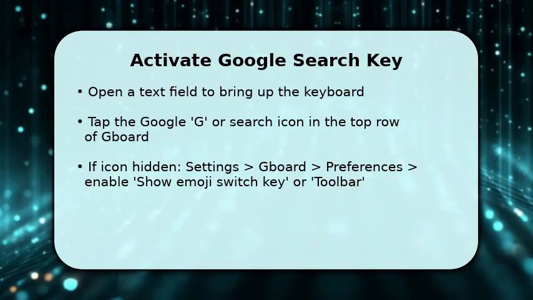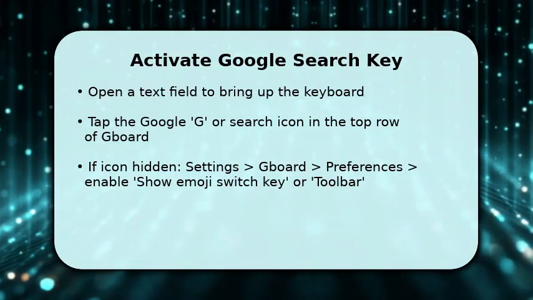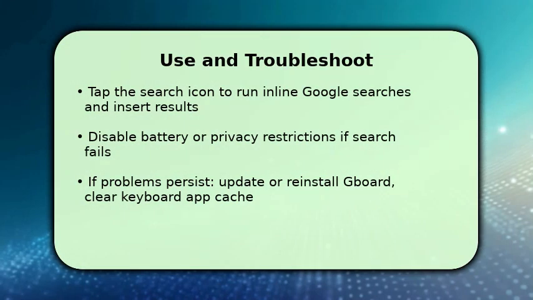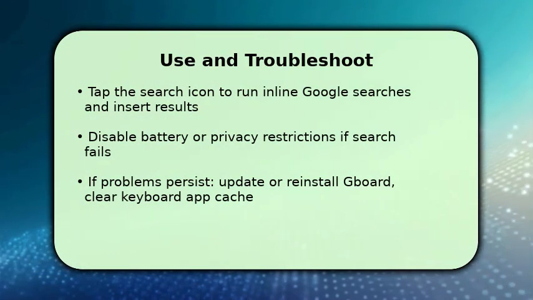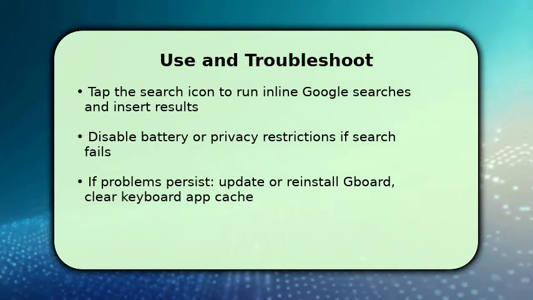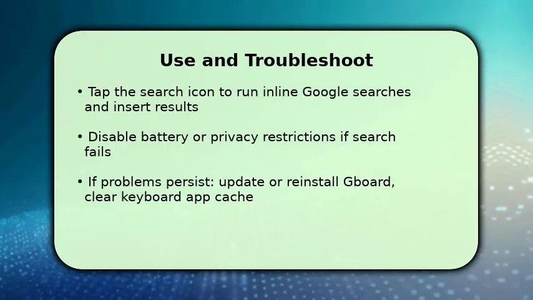Results should appear inline so you can insert links, images, or text directly into your conversation. Finish by using the search bar and resolving common issues. You tap the G icon, type a query, and then tap a result to paste or share it. That saves time and app switching.